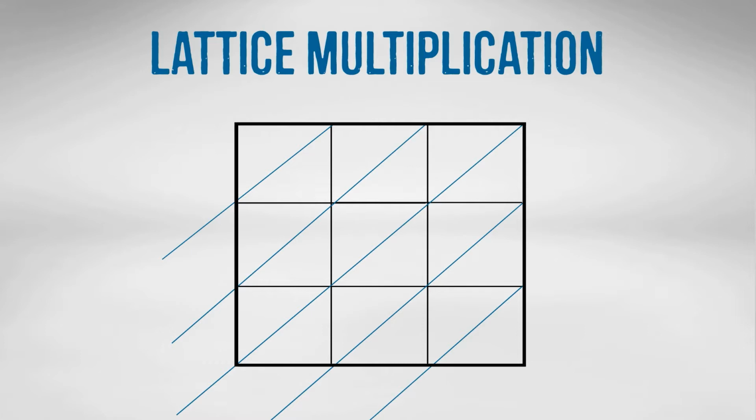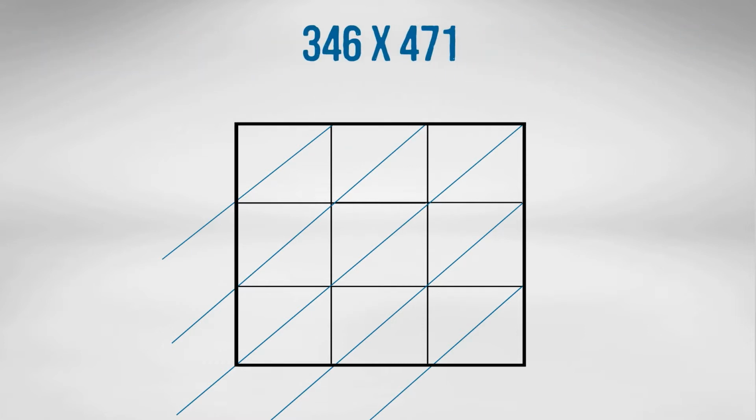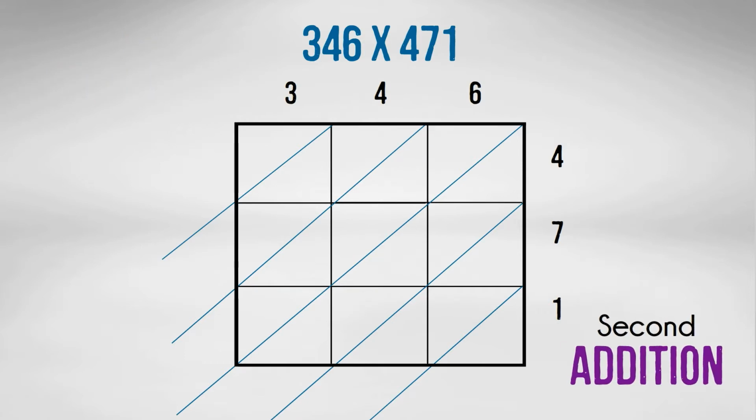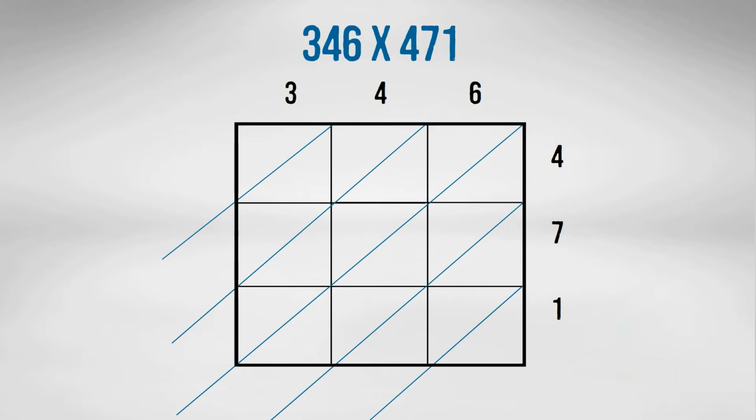Let's take the multiplication problem 346 times 471. Write 346 across the top of the grid and 471 down the right side, lining up the digits with the boxes. You will be using a round of multiplication followed by a round of addition, much as in the traditional multiplication of large numbers. It's time to multiply. Multiply the digits at the head of each row and column. Fill in each square of the grid with the product of the digits above and to its right.